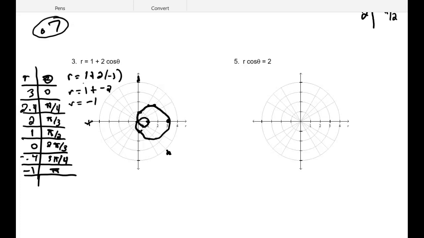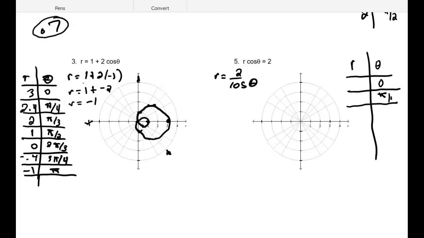Last one, r equals 2 over cosine theta, or r cosine theta equals 2. For us to actually set up our r theta chart, we'd have to solve this guy for r. So we would do 2 over cosine of theta. It's a cosine graph, so we're symmetric to the x-axis. So we really just need, again, quadrant 1, 2, and then we can reflect that. So we're going to pick 0. Yeah, we'll skip pi over 6, pi over 4, pi over 3, and pi over 2.